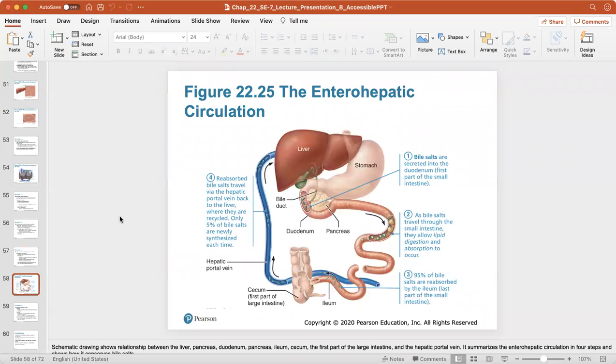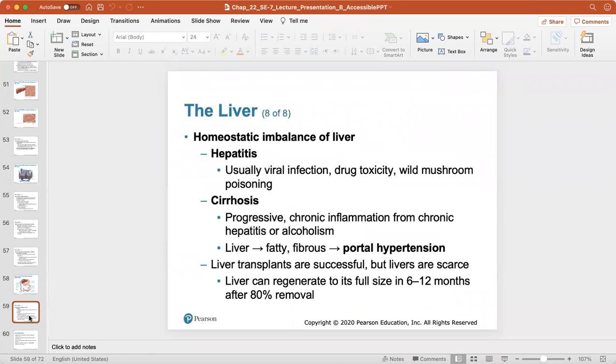And this is a look at the enterohepatic circulation. So bile salts, number one, are secreted into the duodenum. As bile salts travel through the small intestine, they allow lipid digestion and absorption to occur. And now about 95% are reabsorbed in the ileum, the last part of the small intestine. And reabsorbed bile salts then travel back to the liver to be reused to create more bile.